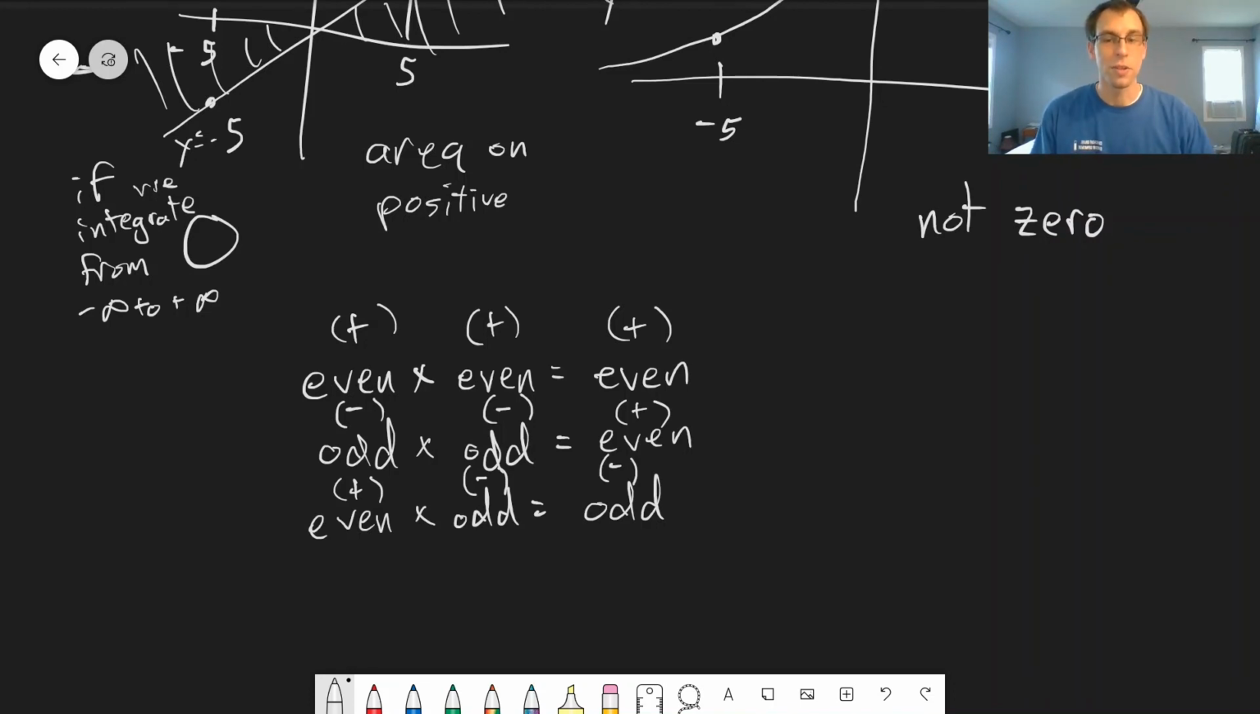And so this is a really useful technique that I just wanted to go over. Especially when you're dealing with integrals from negative infinity to infinity, it helps if you can quickly say whether it's 0 or not, to know whether you have to do more work. If you know it's 0, then you're done.